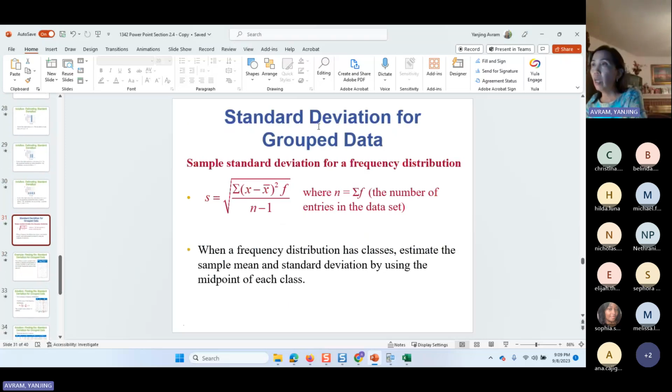Okay, the standard deviation for a group of data is a big formula. But I usually say if you have a group of data, you still need to find the sample mean first. Then use each data value minus the sample mean and square them. Then you have to multiply by the frequency before you add them together. But we can put this whole thing into the calculator to do that.